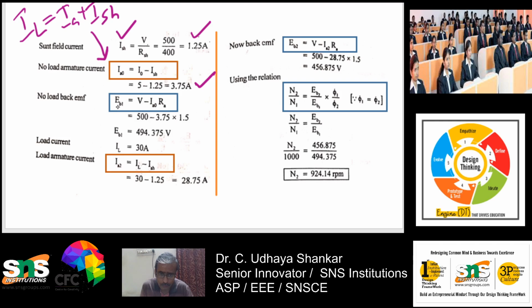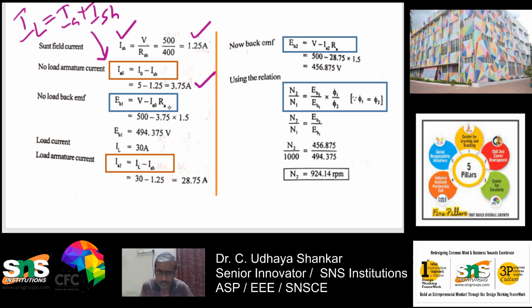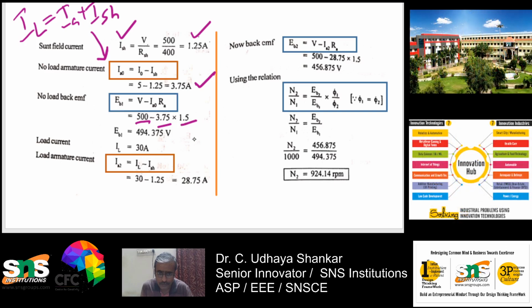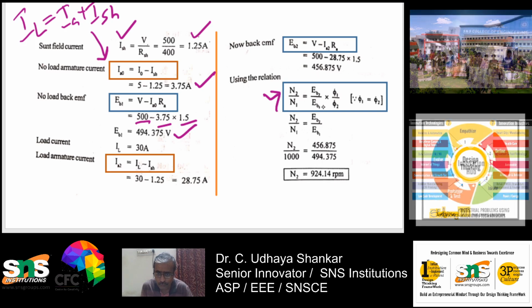Now, you have to calculate EB1. The EB1 formula is the same: V minus IA naught into RA. So, you can substitute. V is 500 volts, which is given, 3.75 amps is the IA naught, and RA is the resistance given. You just find it, and EB1 has been calculated. Finally, we are going to substitute in this formula.